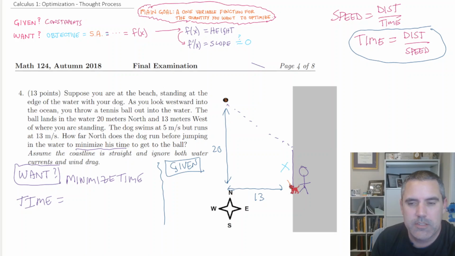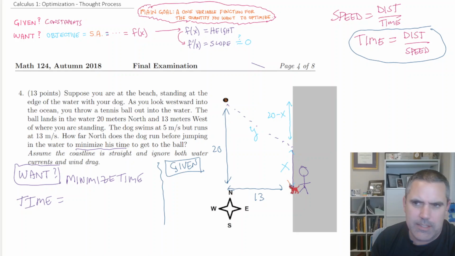Let's label it X. And honestly, at that point, you could label this too. If you can label it using the same label, I would do it. Meaning don't label it Y when you can label it 20 minus X. You could label this Y or Z if you wanted. This you know is 13. I think I've run out of things to label. Okay.